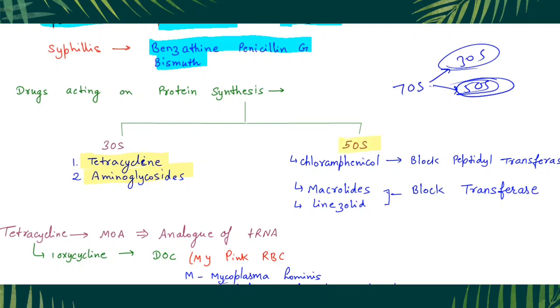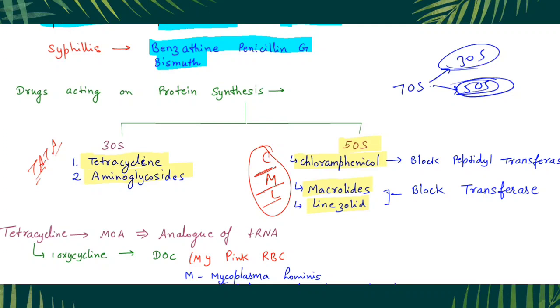For 50S, remember chloramphenicol, macrolides and linezolid. Remember it as CML. And remember TATA: tetracycline, aminoglycoside. So TATA for the 30S, then CML, chloramphenicol, macrolides and linezolid, these are the 50S inhibitors.